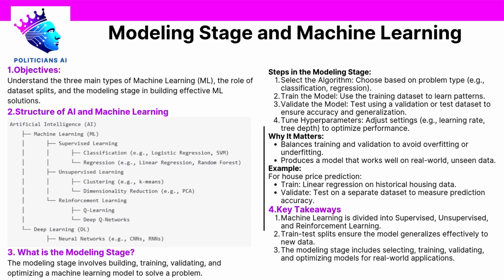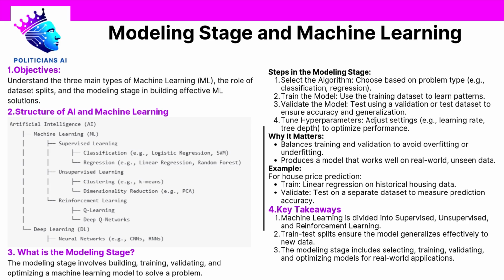To make the modeling stage effective, we rely on train-test splits. The dataset is divided into two parts: the training set, which constitutes about 70 to 80% of the data, and the test set, which makes up the remaining 20 to 30%. The training set is used to teach the model patterns, while the test set evaluates how well the model generalizes to new, unseen data. For instance, in a spam detection system, the training set includes emails labeled as spam or not spam, while the test set consists of new emails the model has not seen before. This process ensures the model doesn't overfit or underfit and performs accurately in real-world scenarios.